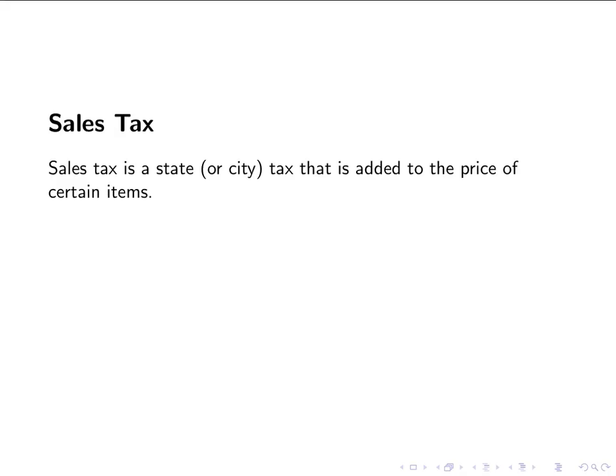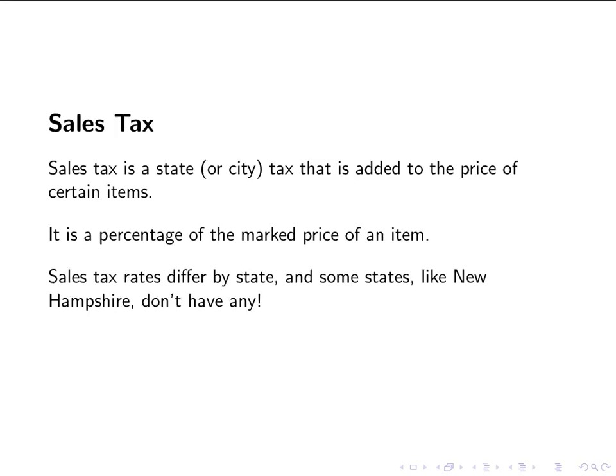So sales tax is a state or city tax that's added to the price of certain items. It's a percentage of what we call the marked price of an item, which is the price before any sales tax is added. Sales tax rates differ by state, and some states, like New Hampshire, don't have any.